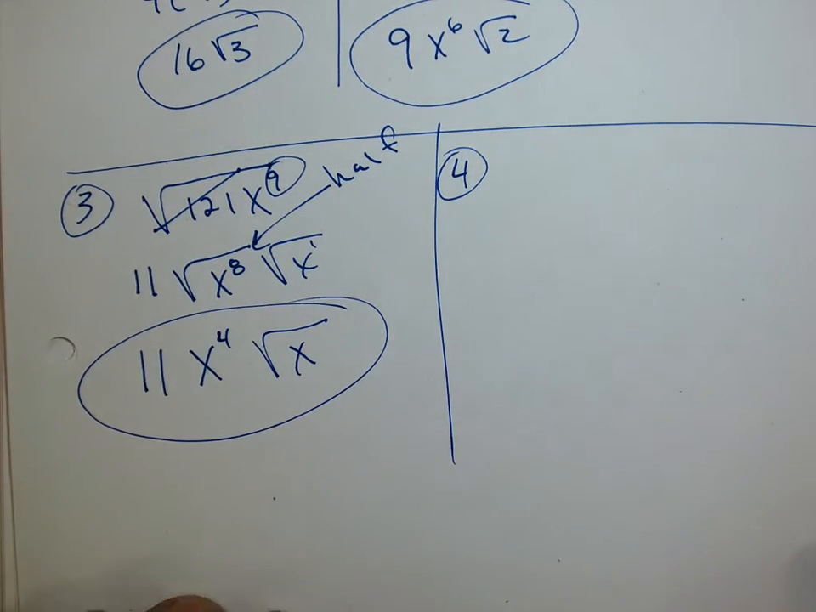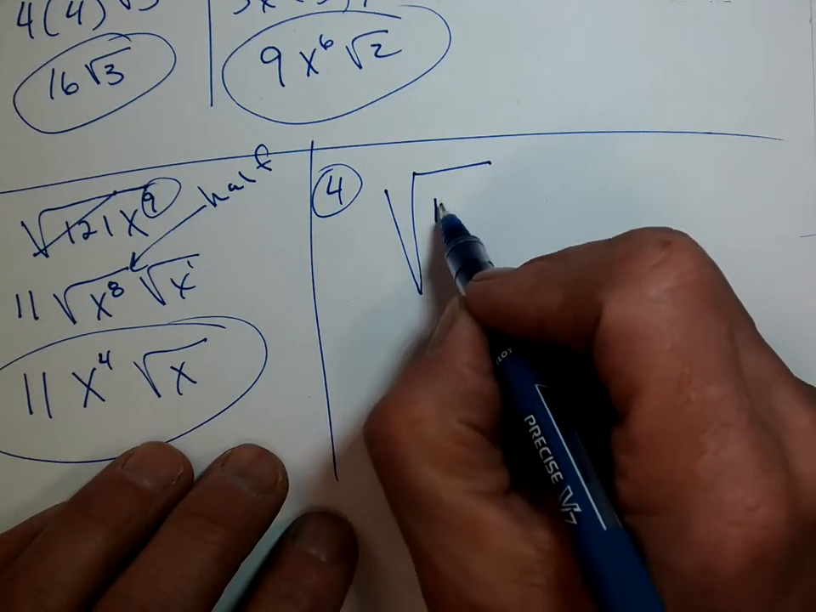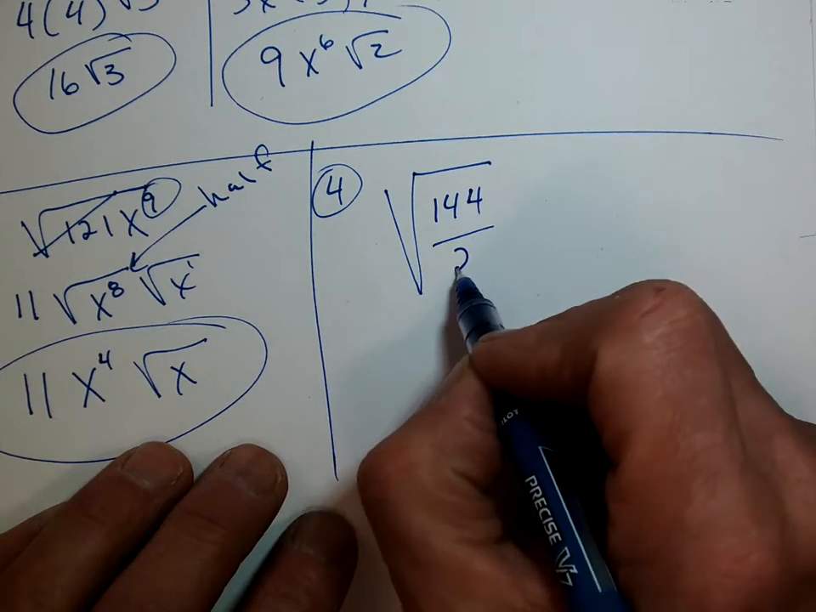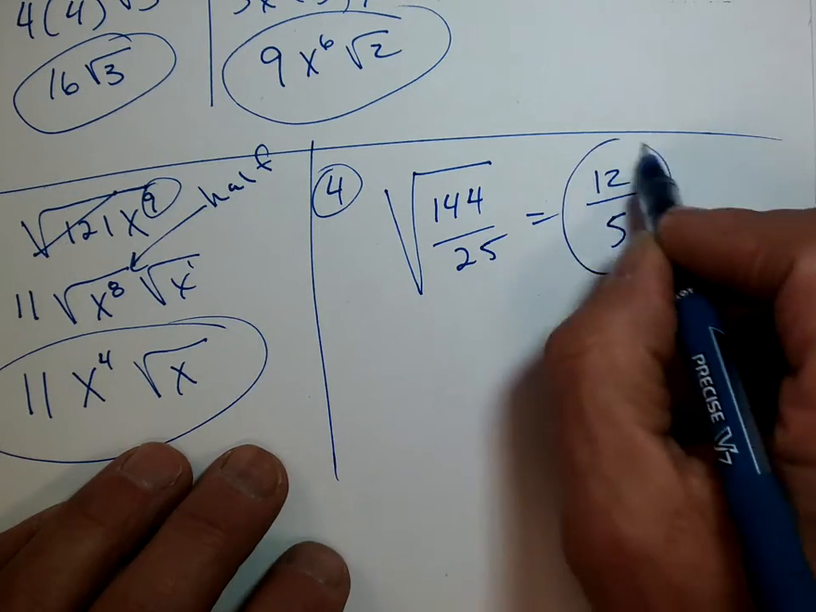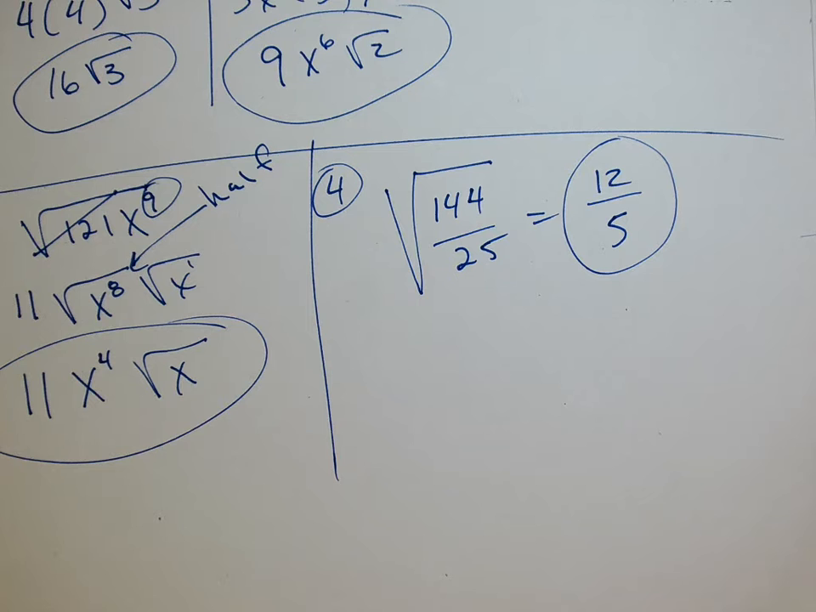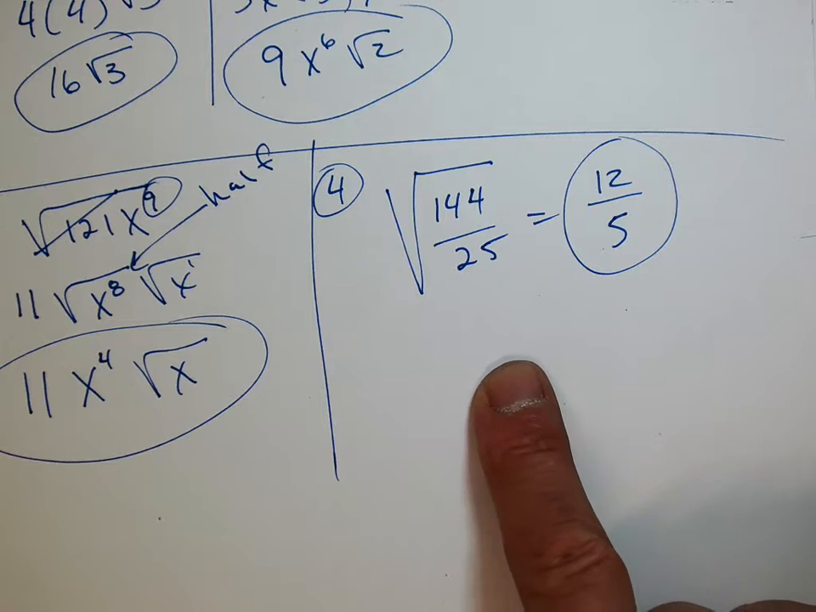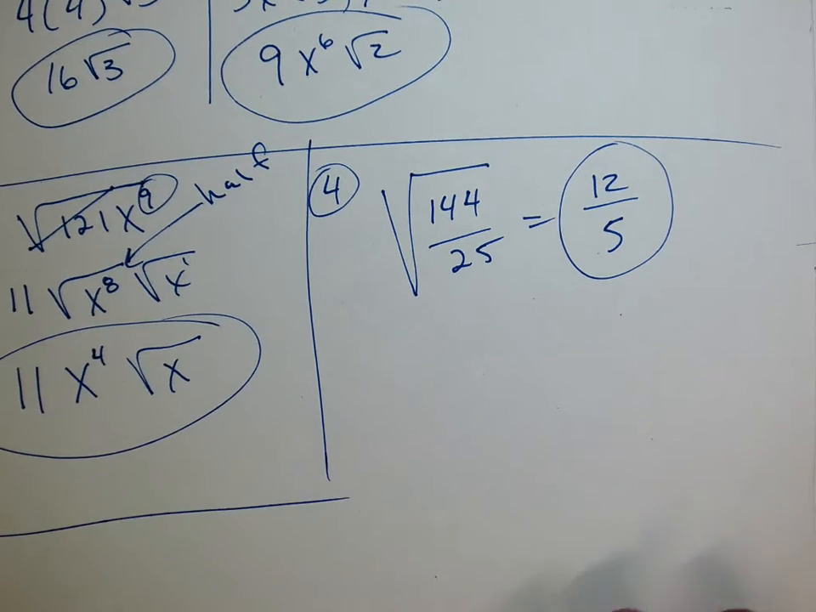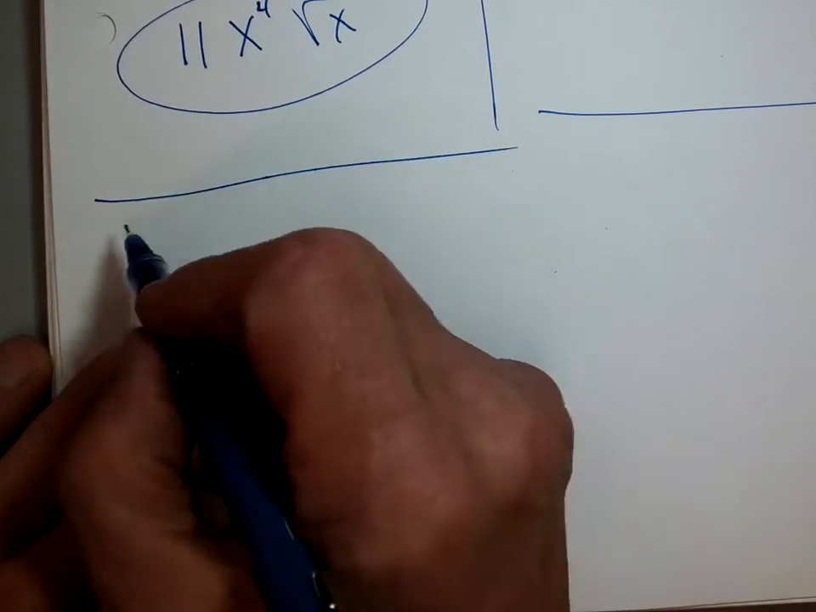Number 4. Easiest problem on the test. Square root of 144 over 25 is just 12/5. Answer. Square root of 144, square root of 25. Easy, right? Everybody agree? Okay. Number 5.